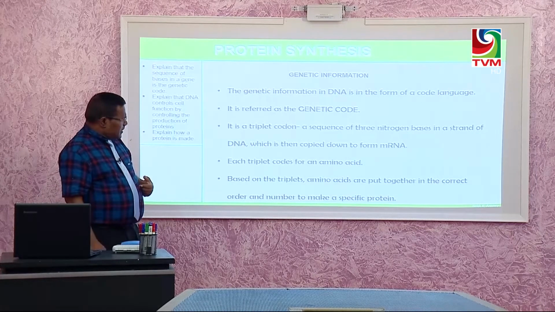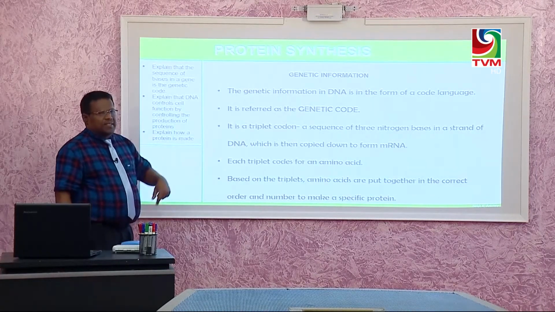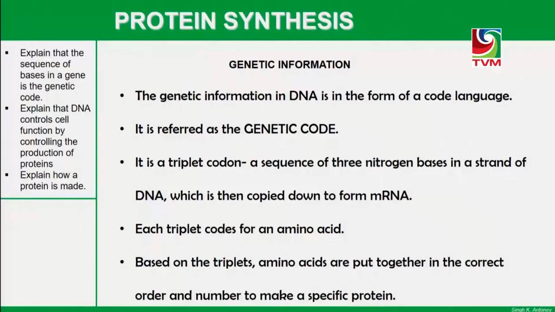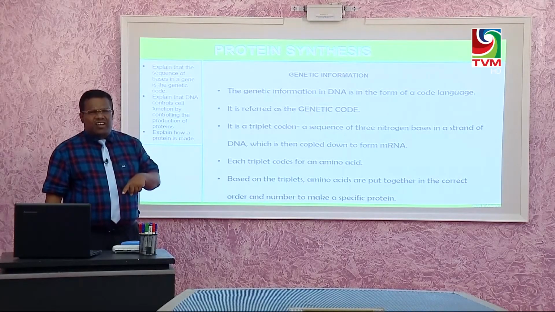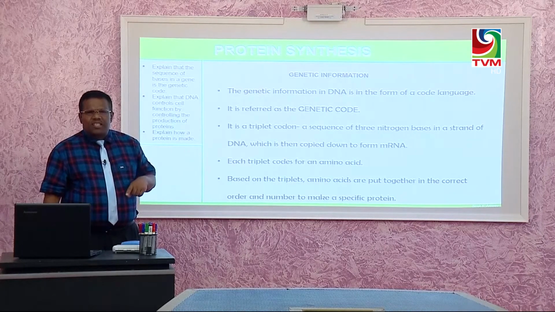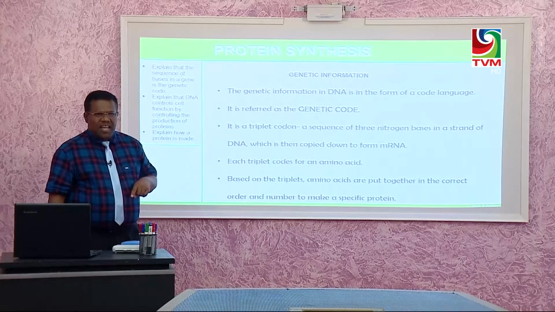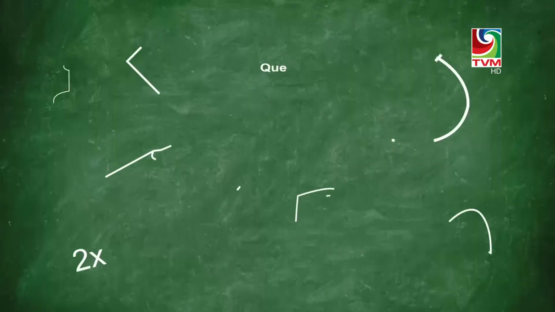So just remember that each triplet codes for an amino acid, and based on the triplets during protein synthesis, amino acids are put together in the correct order and in the correct number to make a specific protein. Always remember that it is based on the triplets which are found on messenger RNA. Protein synthesis takes place in the cytoplasm, and ribosomes are the site of protein synthesis.